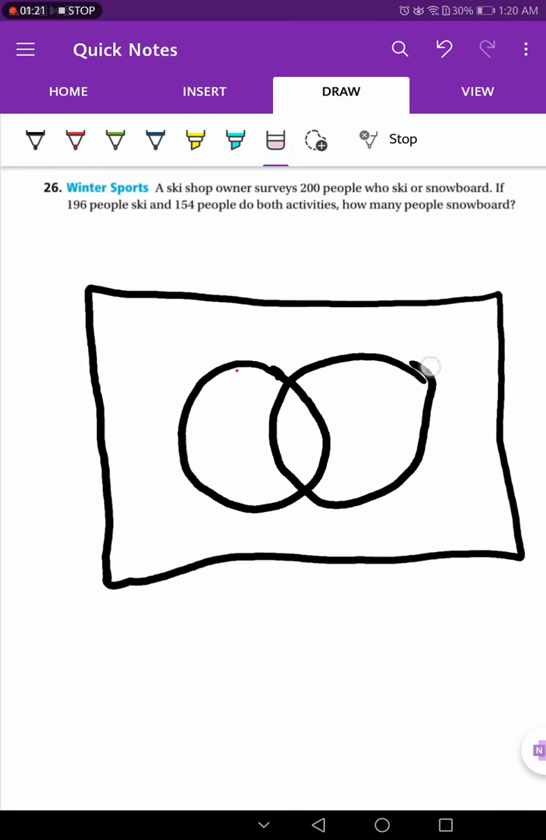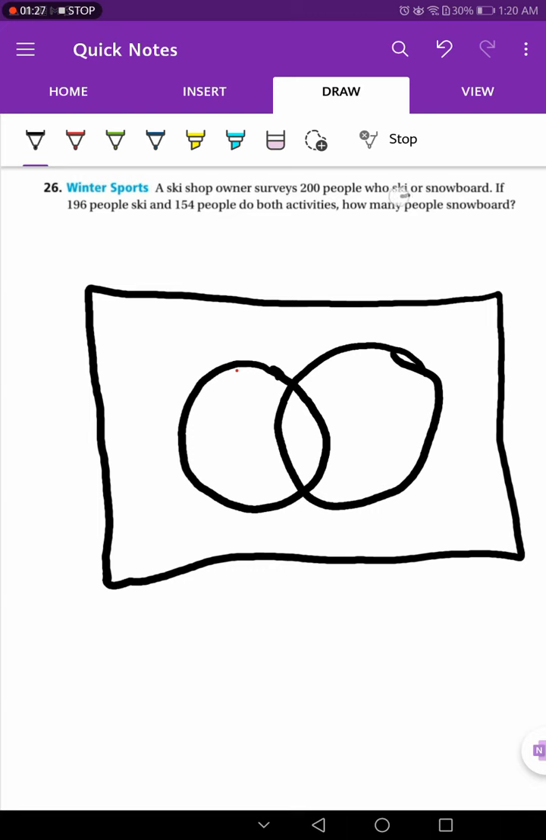Okay, teacher, why do you do this? I draw two sets. One set represents ski and one set represents snowboard. So this is for the ski, the first circle, and this is for the snowboard. Okay, now this is the first step. It is easy. Now the keyword here, this word, both.